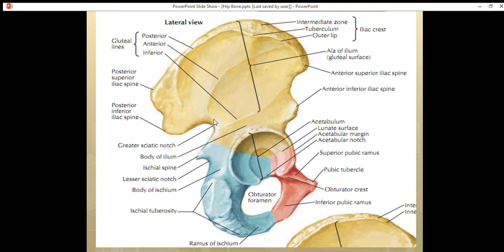Now, the important thing to recognize here is the important landmarks: anterior superior iliac spine, posterior superior iliac spine, the iliac tubercle on the iliac crest, and then we have to identify the three gluteal lines. We also have to identify on the posterior border an important structure called greater sciatic notch.